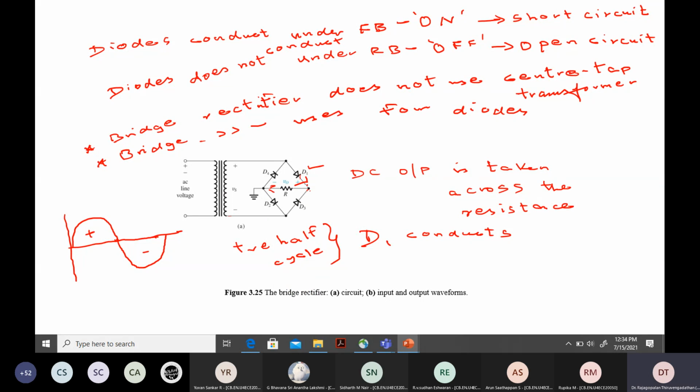It will flow like this, and now this diode D2 is actually forward biased because there will be a positive potential here. This is negative, so the current will flow like this, and the circuit will complete. So this is the positive half cycle, the direction of the current flow. Which of the diodes are conducting? D1 is conducting and D2 is conducting.